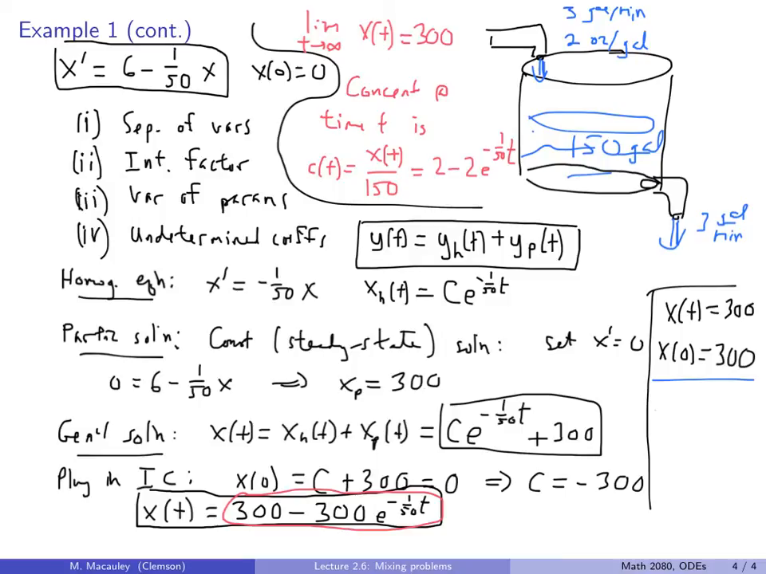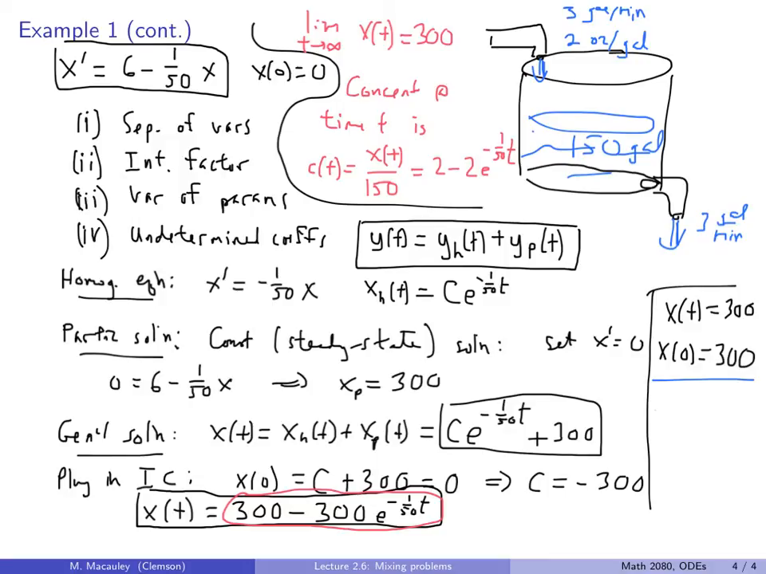Okay, so next time we're going to make this a little more complicated. We're going to do an example where the incoming rate and the outgoing rate are different, and that's going to be harder because the volume is no longer going to be constant. So this equation is going to have a t in it.